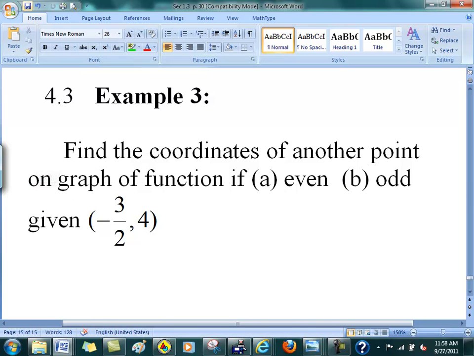Okay, everybody got the notes down there? Find the coordinates of another point on a graph of a function if A, it's even, and B, if it is odd, given negative 3/2, 4.